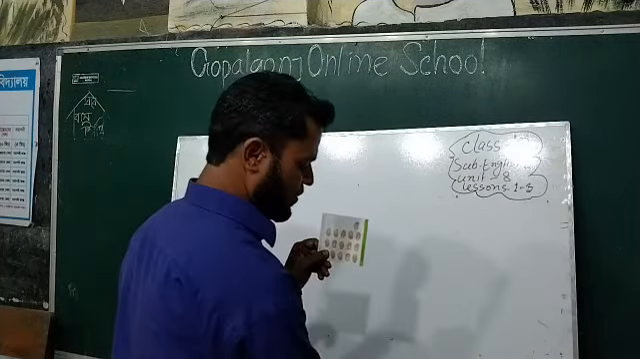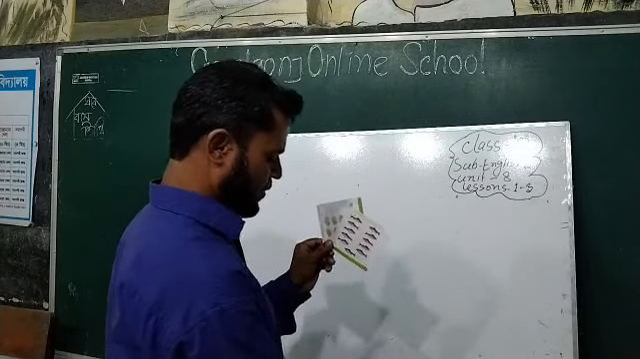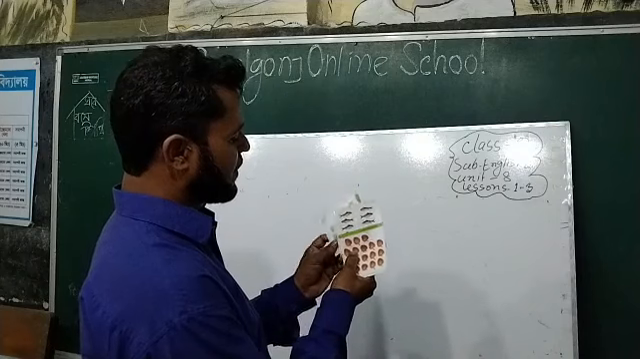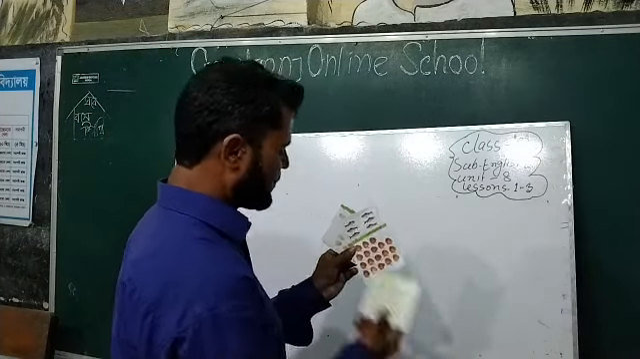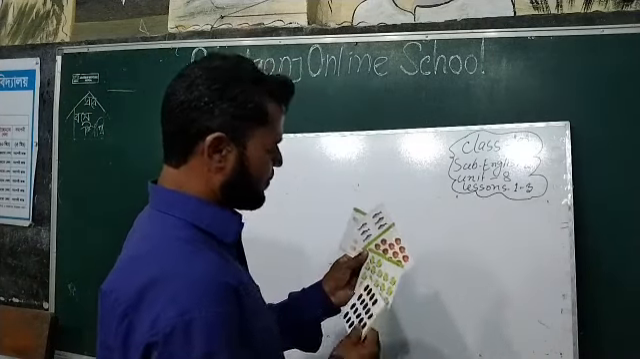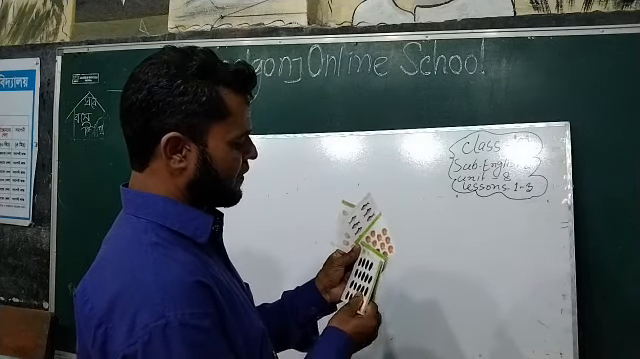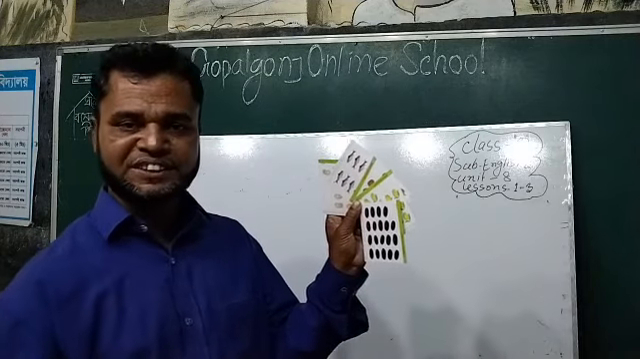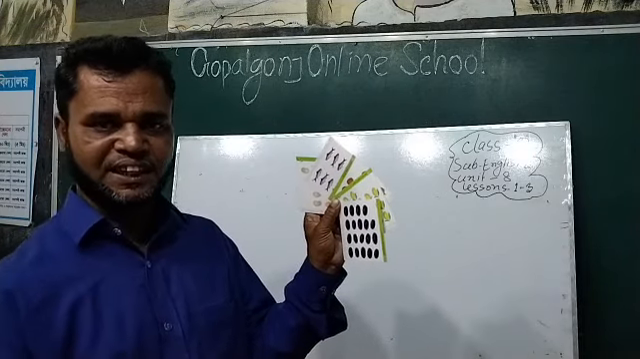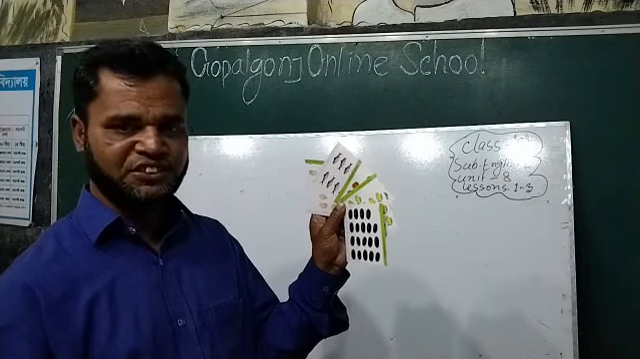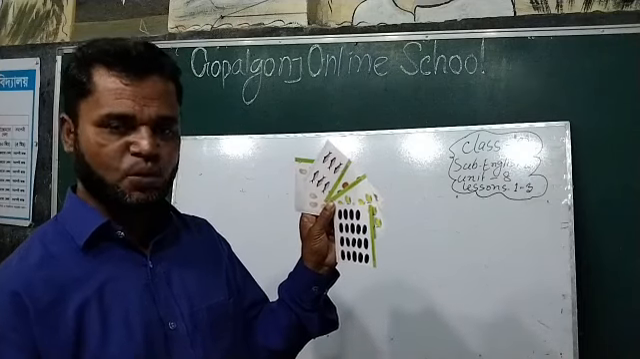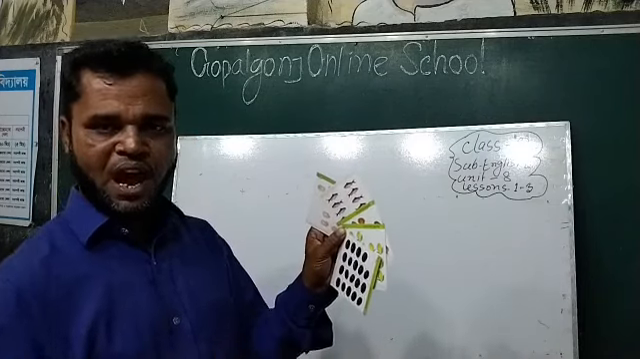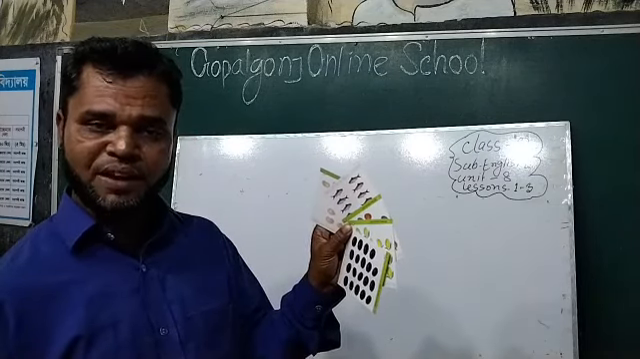1, 2, 3, 4, 5. How many cards are in my hands? Yes, there are 5 cards in my hand. Let's count. 1, 2, 3, 4, 5. How many cards? 5 cards.